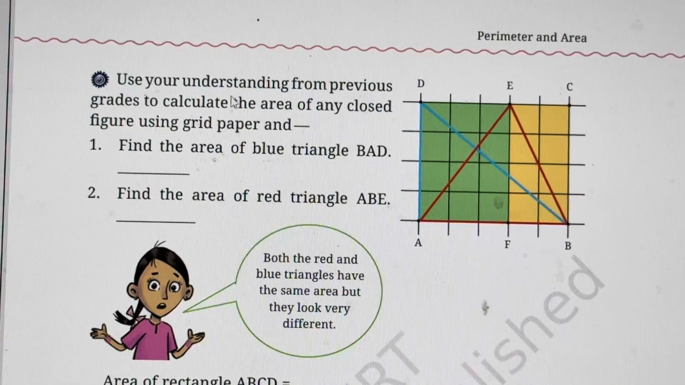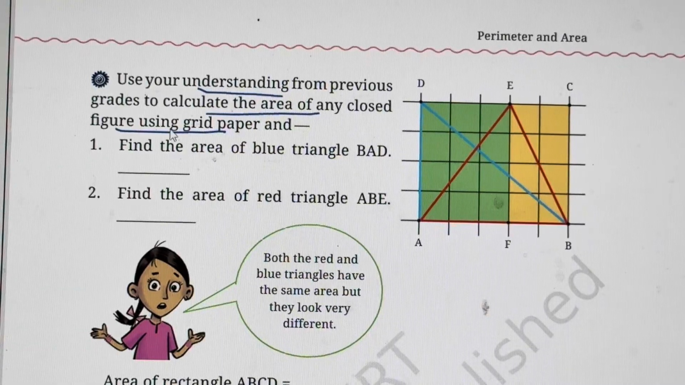Now use your understanding from the previous grades to calculate the area of any closed figure using grid paper. So how are we calculating the area? Now here we are not using the formula. We were finding the area of any shape using a grid. We also did this in one of the previous videos. Suppose I want to find the area of this green rectangle. Then what will I do? I'll just count the squares. So that's why there is a grid: 1, 2, 3, 4, 5, 6, 7, 8, 9, 10, 11, 12.